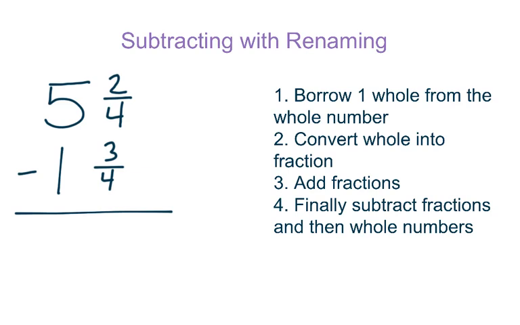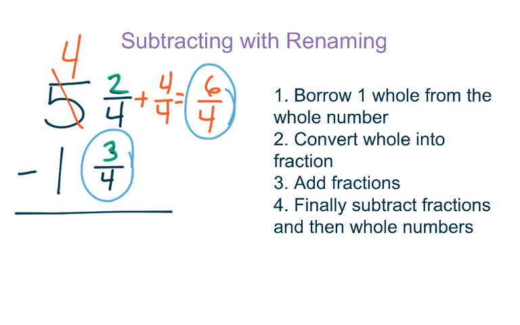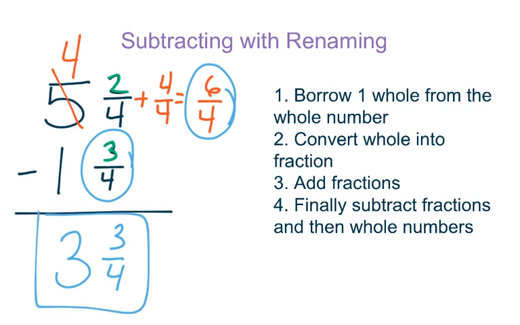So again, we look at our numerator and it's less than our numerator for our smaller mixed numbers, so we do need to do our regrouping. We borrow from our whole, we add a whole, in this case our whole is equivalent to 4/4, and we're left with 6/4. And now we can subtract. 6/4 minus 3/4 gives me 3/4, and 4 minus 1 gives me 3. And that's my final answer.